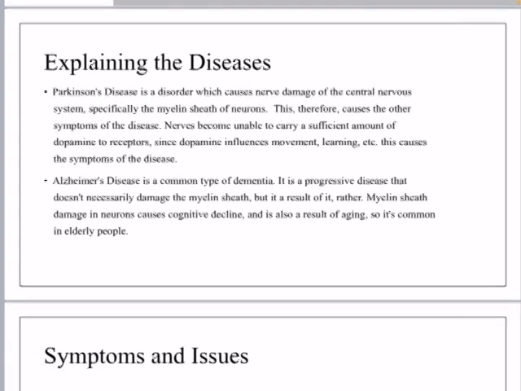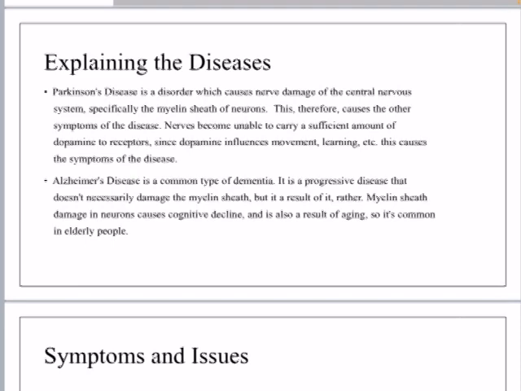Explaining the diseases. Parkinson's disease is a disorder which causes nerve damage of the central nervous system, specifically the myelin sheath of neurons. This therefore causes the other symptoms of the disease. Nerves become unable to carry a sufficient amount of dopamine to receptors, since dopamine influences movement, learning, etc. This causes the symptoms of the disease.